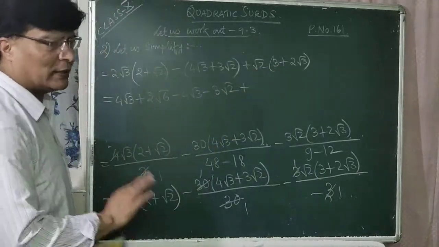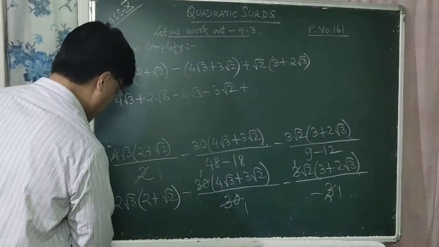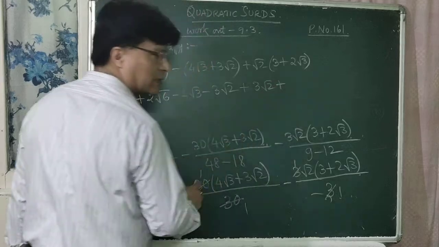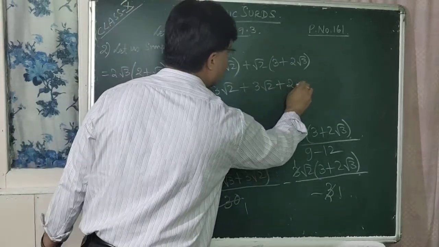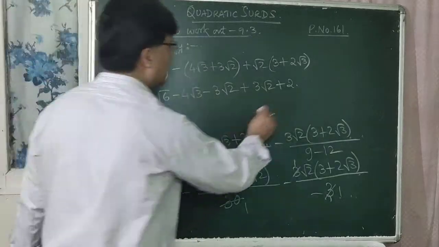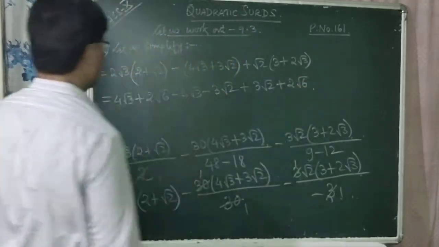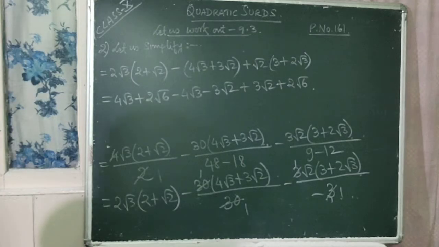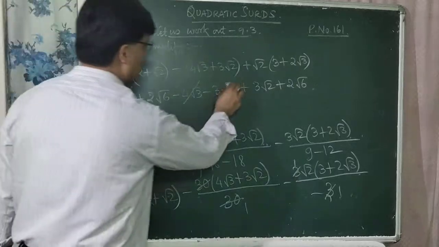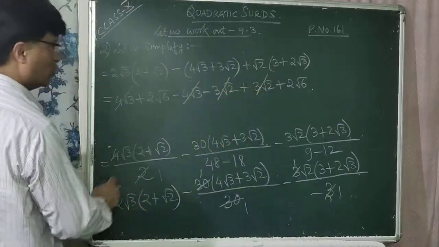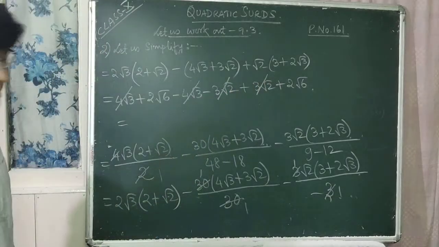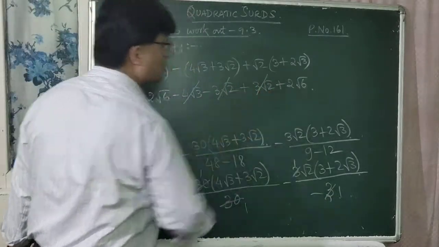Next, plus root 2 into 3. What is root 2 into 3? It cannot be multiplied, but you can write, what can you write? 3 root 2 plus 2 is the rational part, and you can multiply those irrational parts. What is root 2 into root 3? It is root 6. Is it clear now? So here you can cancel 4 root 3 minus 4 root 3, minus 3 root 2 plus 3 root 2. But you cannot cancel these 2 root 6. They are of the same sign, plus plus. What is 2 root 6 plus 2 root 6?